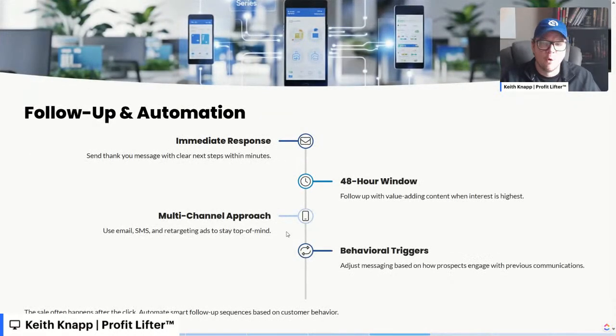Next, follow up and automation. Automate and dominate. If you're not automating, you're just wasting your time. This one I just have to throw in there because we're Profit Lifter. This is what we do.